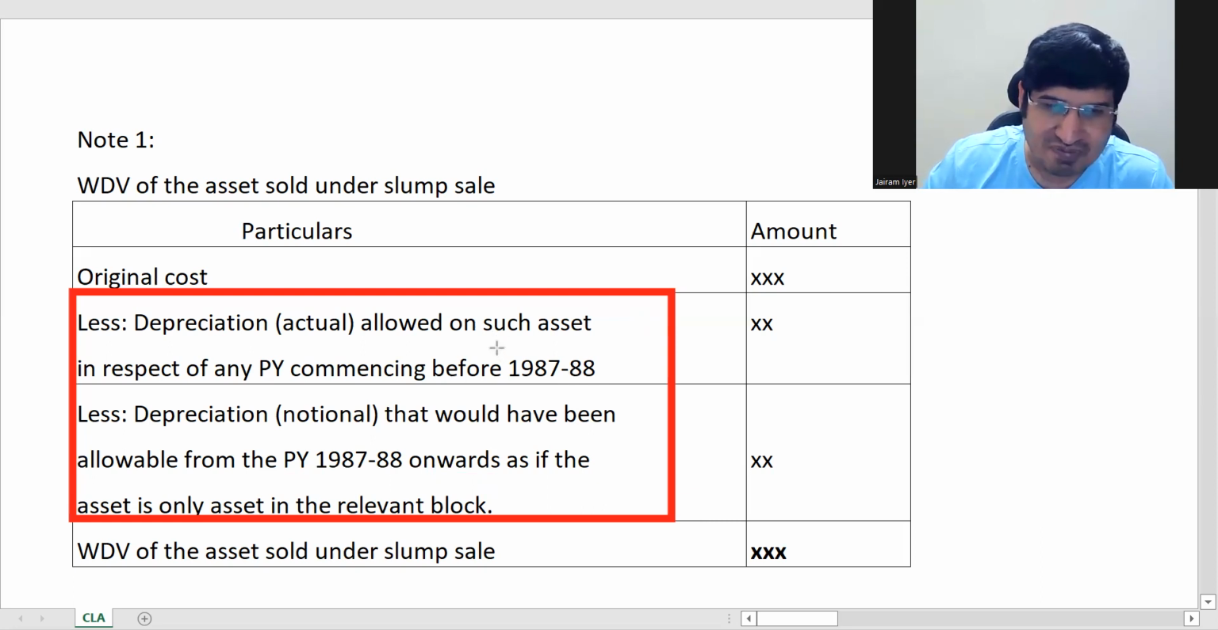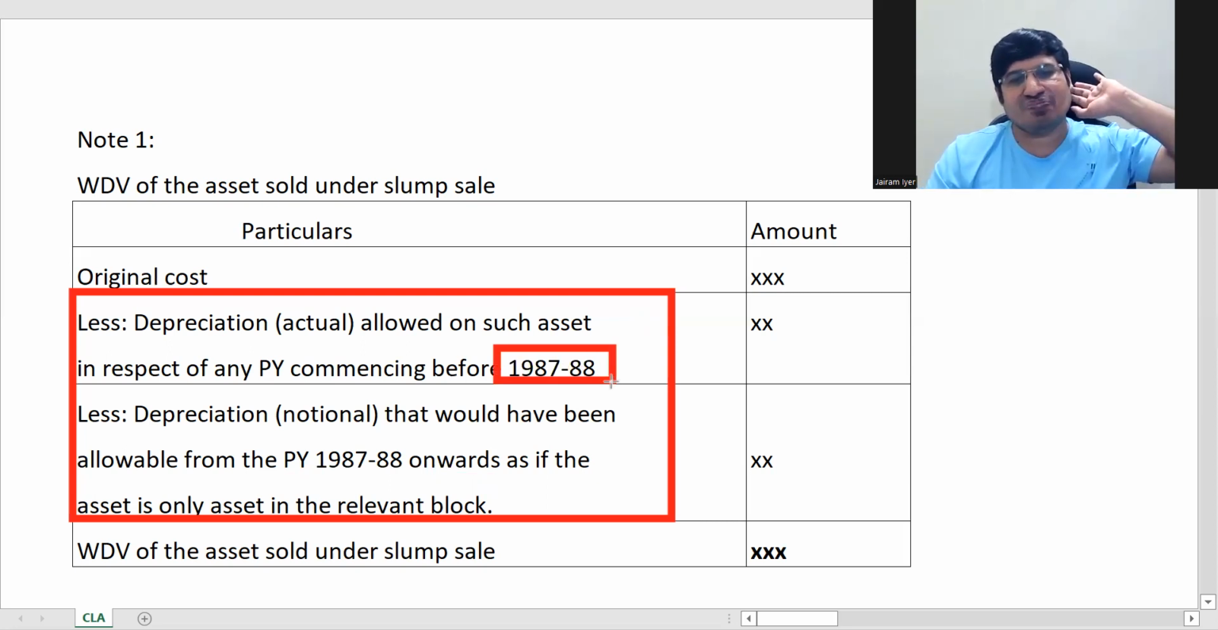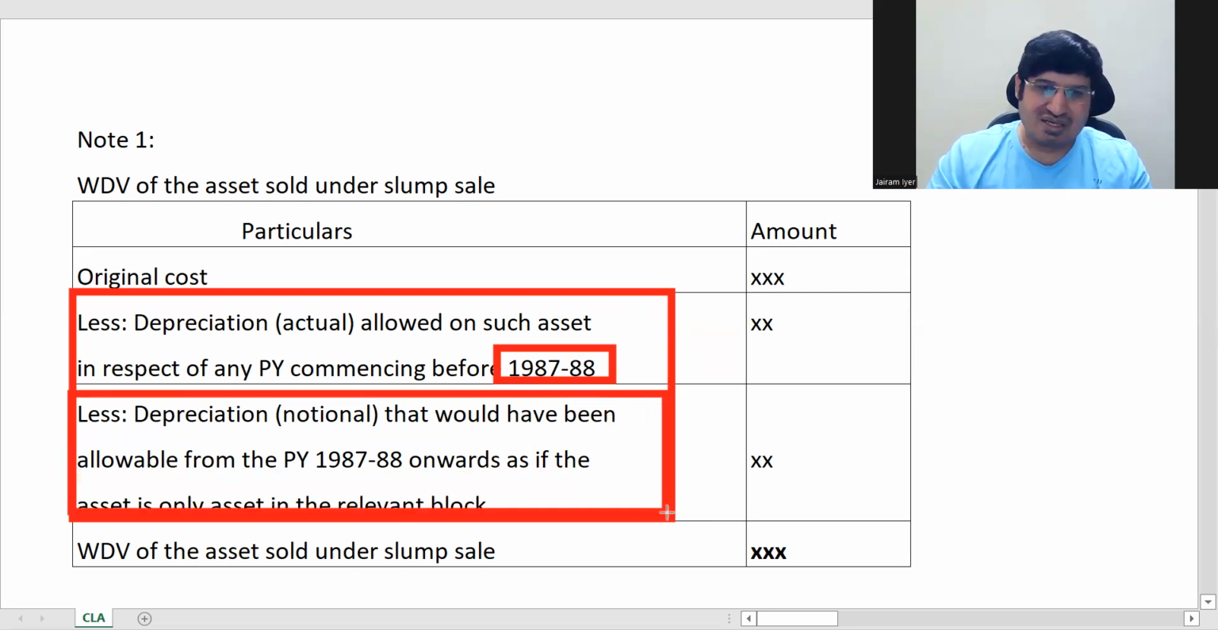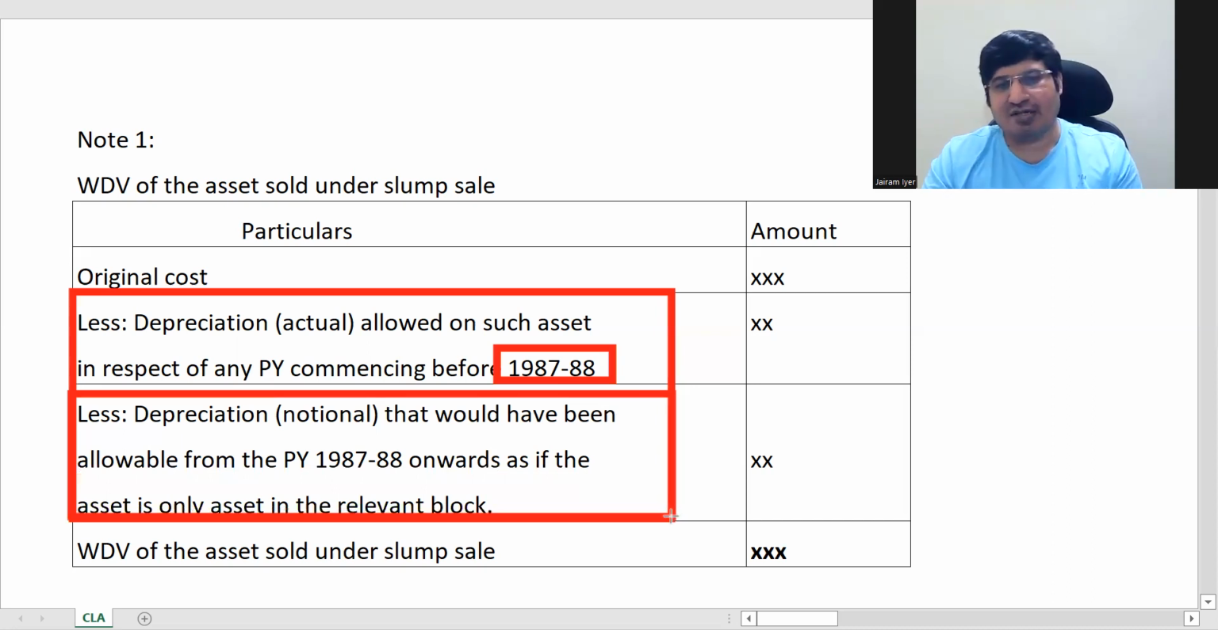ठीक है, आप सोचेंगे, 87-88 के पहले की बात अगर कर रहे हैं आप, talking about 87-88, from 87-88 till now is about 24-25 years. So most of the assets would already have been fully depreciated. So all assets will fall under this category only now. Correct? You're getting the point? Okay.